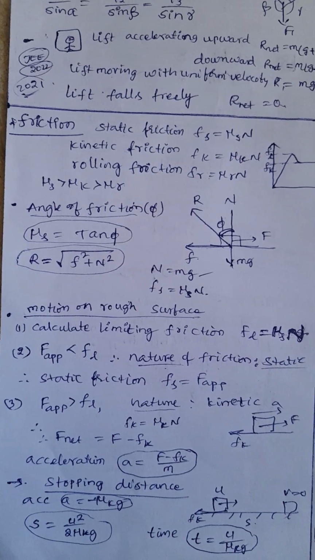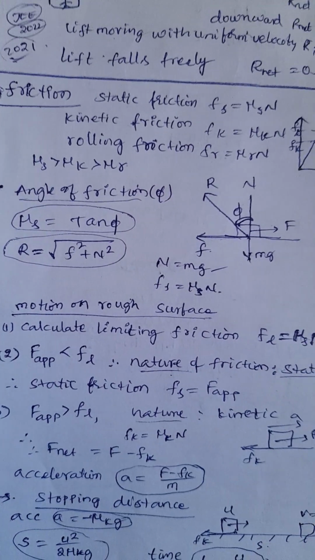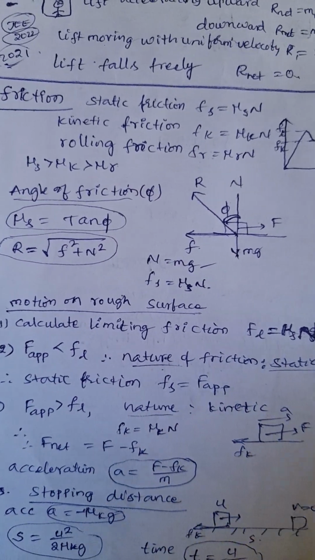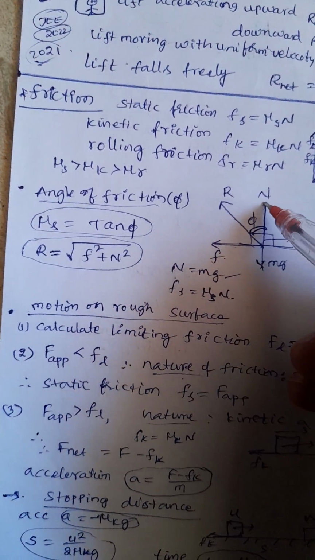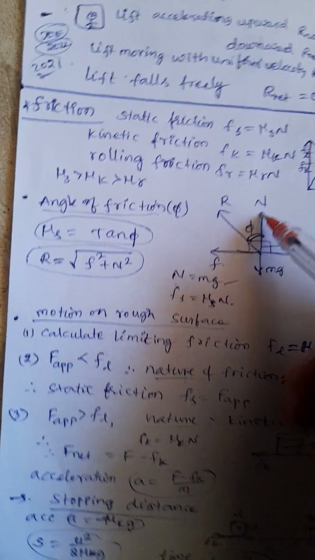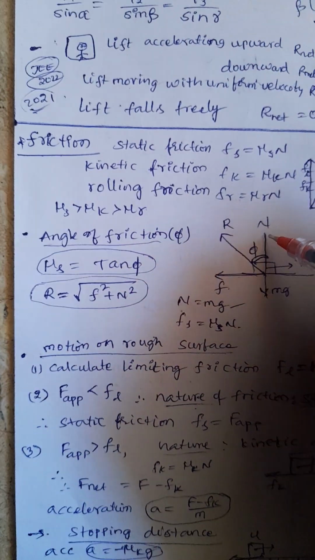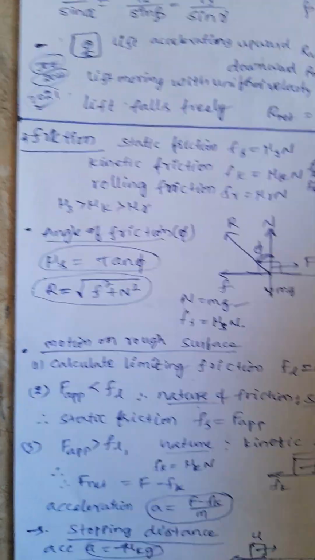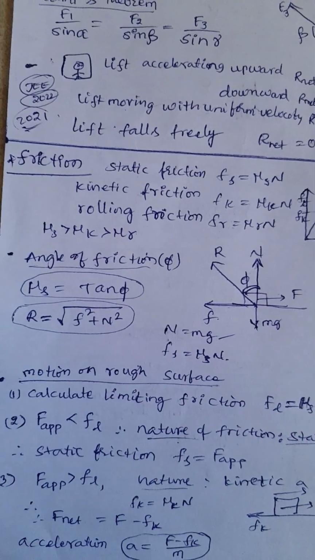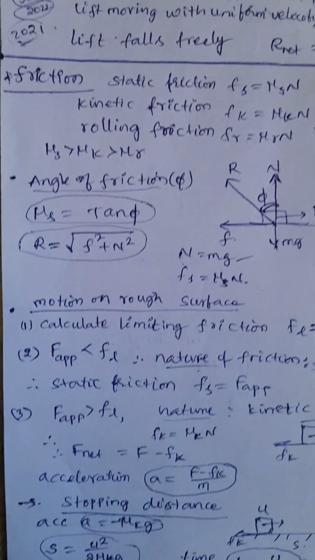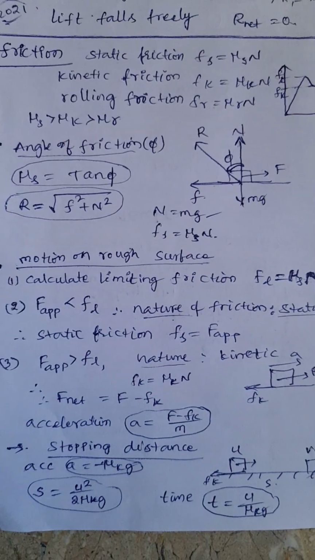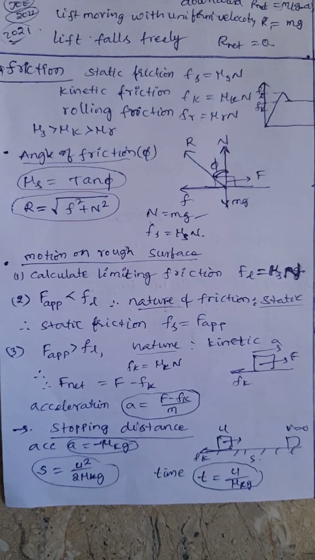Angle of friction: the angle between the resultant of the normal reaction and friction force with the normal reaction is called the angle of friction. Coefficient of friction mu is equal to tan phi, and R is equal to root over F square plus N square.